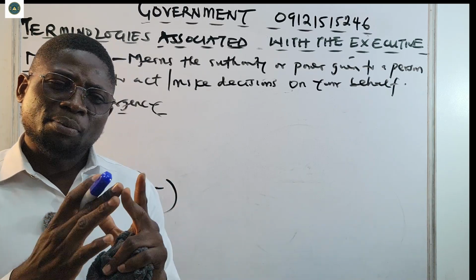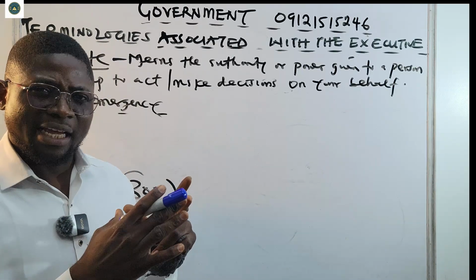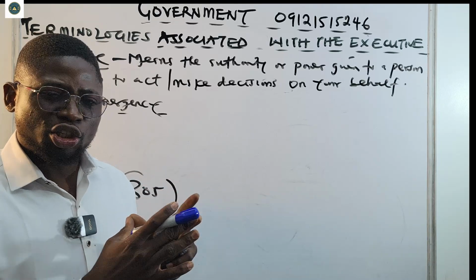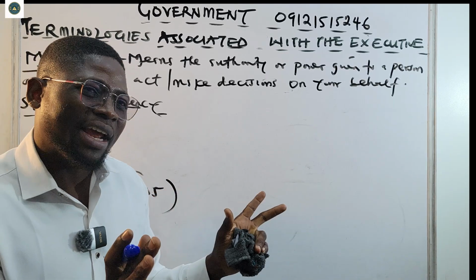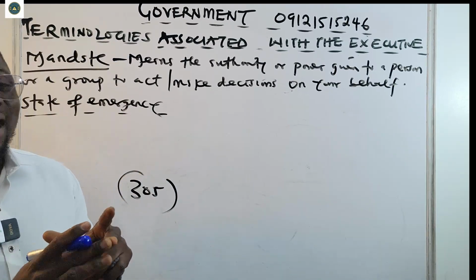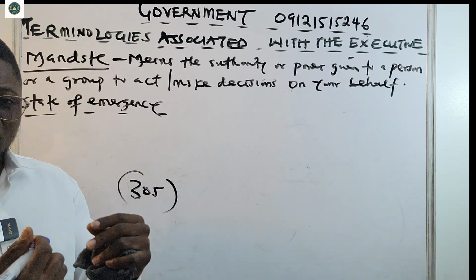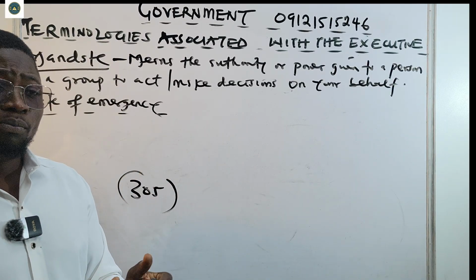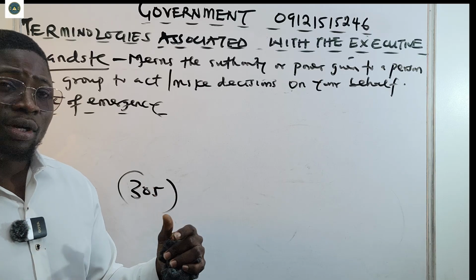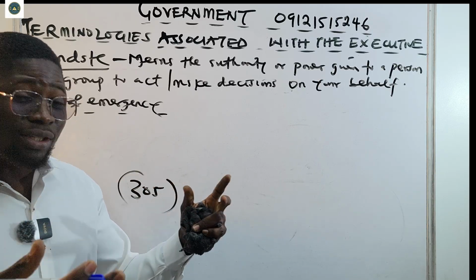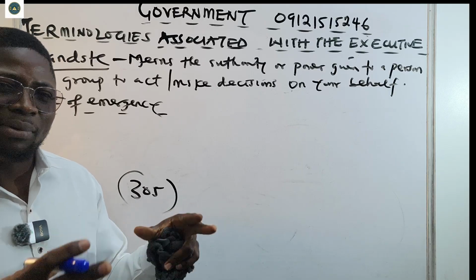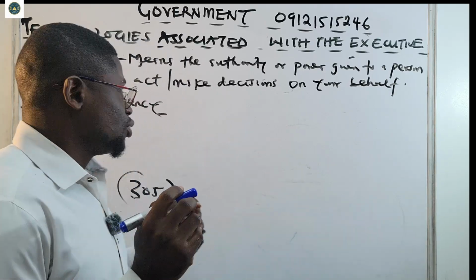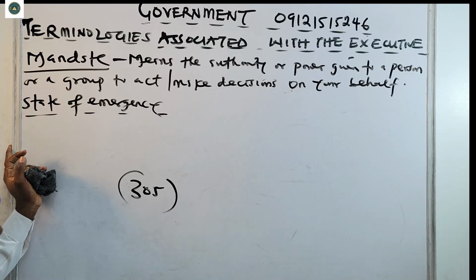Temporarily, an administrator is appointed by the president to govern that area, usually a military administrator. So you now see the movement of military people almost everywhere, so as to prevent unrest and to bring calm and stability to that region. So that is a state of emergency.